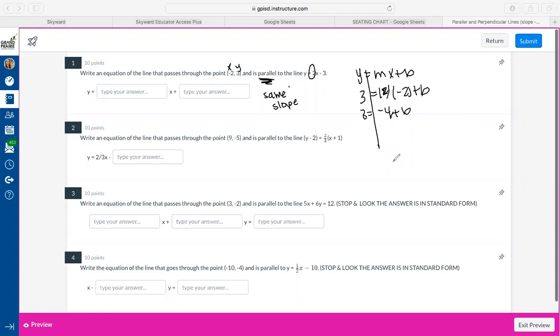I forgot what to do on this last part. You subtract. I don't know, do you? You add. You add because this is -4. So plus 4. That'll be 7 equals b.